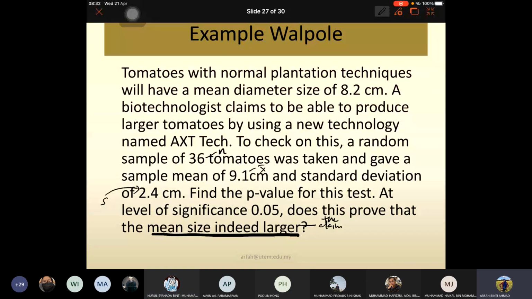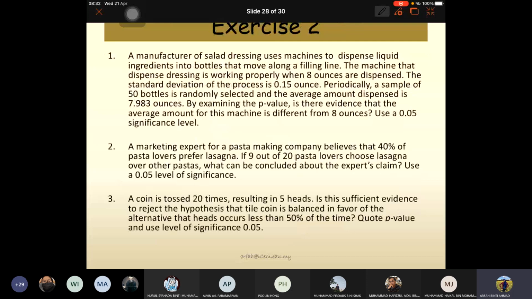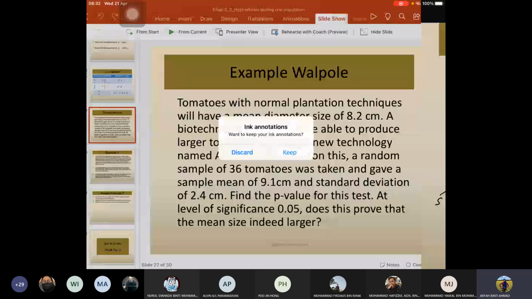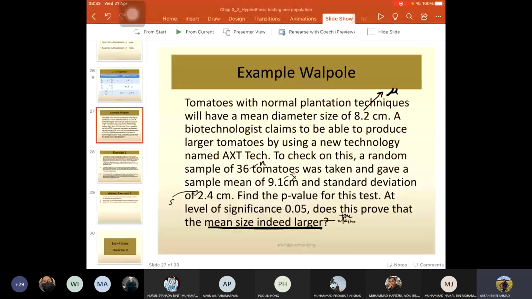And 8.2 cm? Ya, yeah. What is 8.2 cm refer to? This is your population mean, mu. Okay. So kita nak tengok claim kita nanti adakah mu sama dengan 8.2 cm. Is indeed larger. Okay. Lebih besar atau lebih kecil. So how we are going to solve for this one?